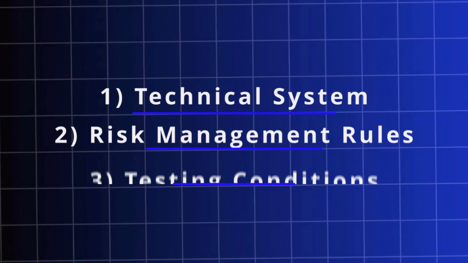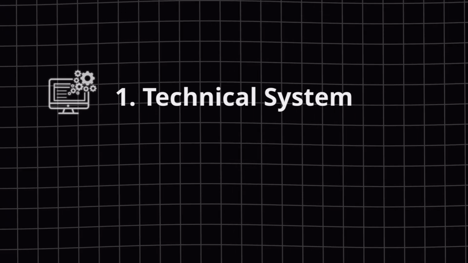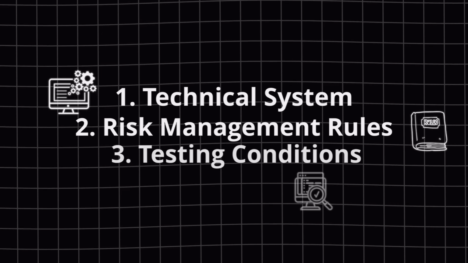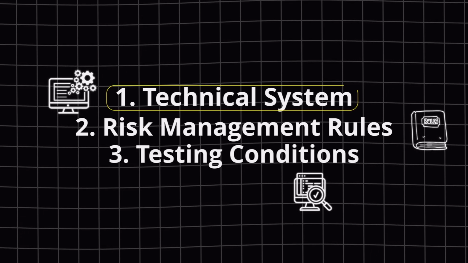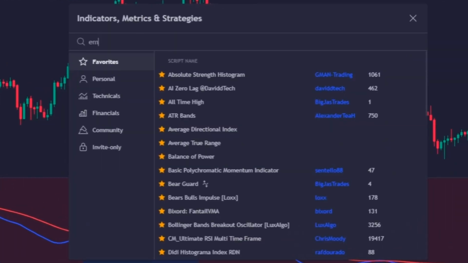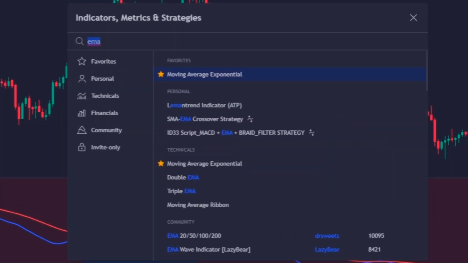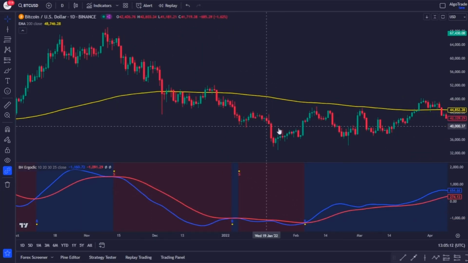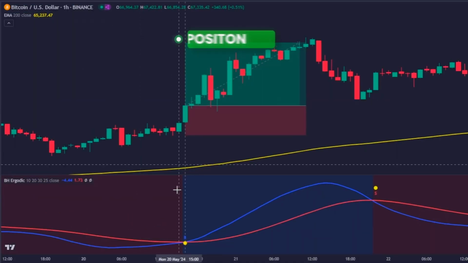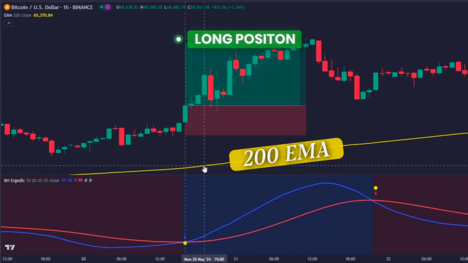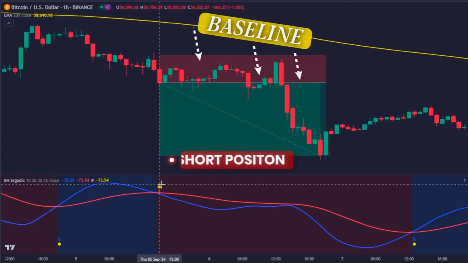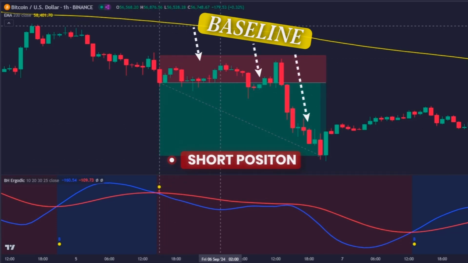For our testing, I will follow the same approach as usual. I will define our technical system, risk management rules, and testing conditions. The technical system will include using the BH Ergodic in addition with a 200 period exponential moving average to filter out some fake signals. Here you have an example of a long position where the price is above the 200 EMA, and here a short trade example where the price is below the baseline.